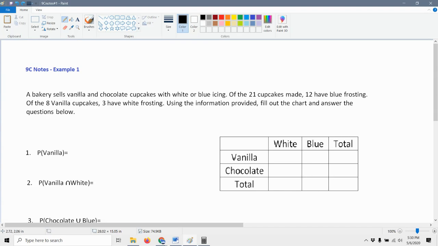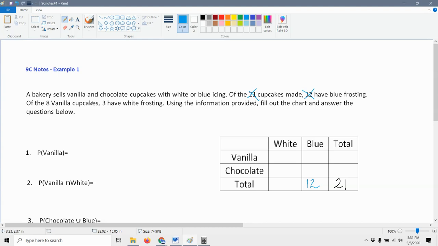A bakery sells vanilla and chocolate cupcakes with white or blue icing. Of the 21 cupcakes made, so it's our total number of cupcakes, right? We have 21 total. 12 have blue frosting. So that's a total number of blue. We don't know which kind have which yet. And as we go, let's go ahead and cross out our numbers.